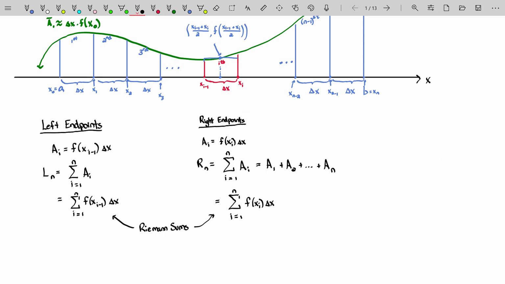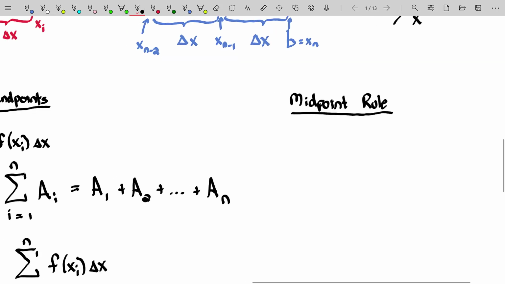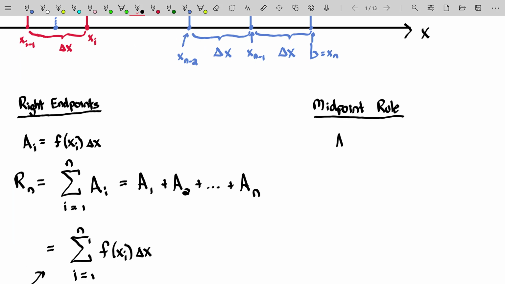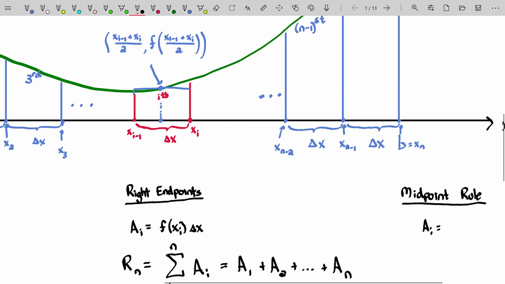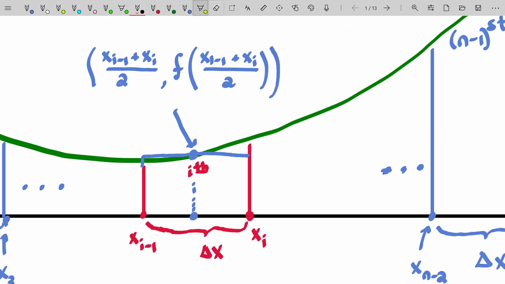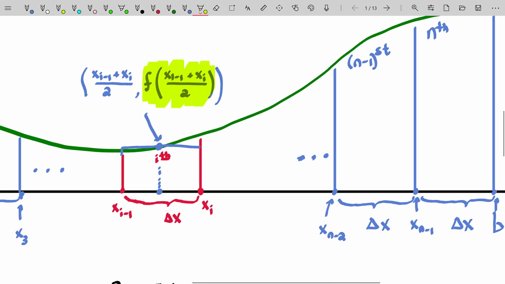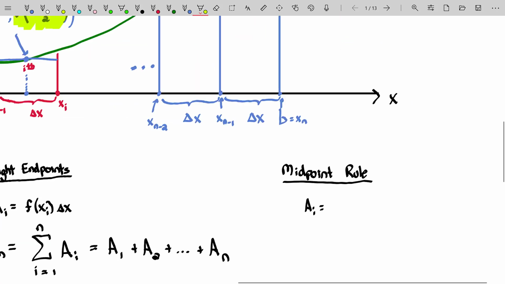So let's write out the formulas here. So the midpoint rule, the area of the ith slice, is some height times a width. Well, the height of that slice is actually this function value right here. That's the height. So we're going to multiply that height times a common width.